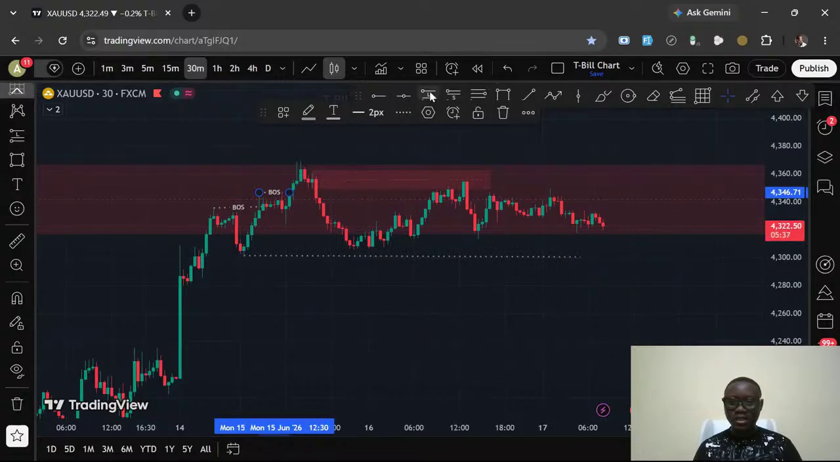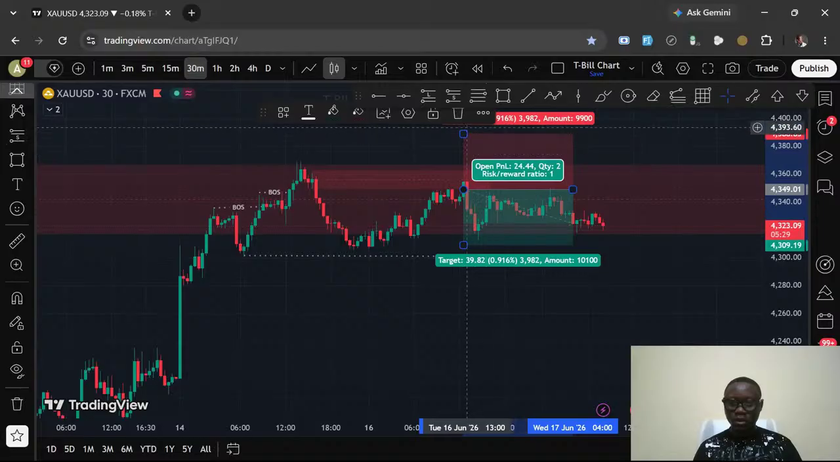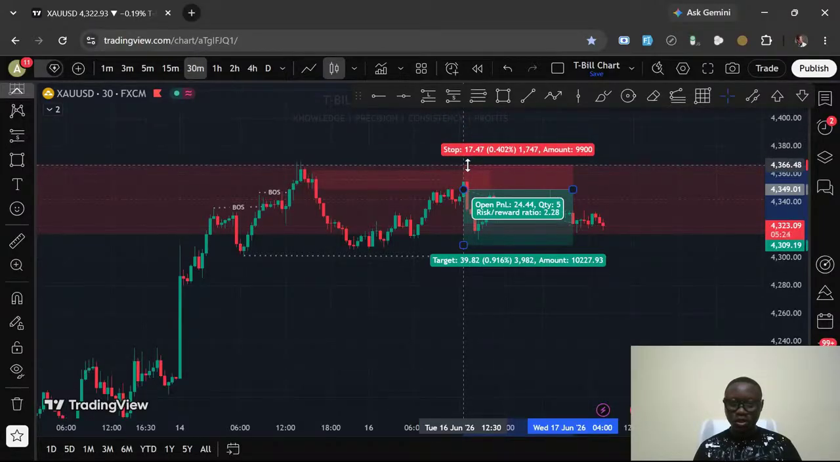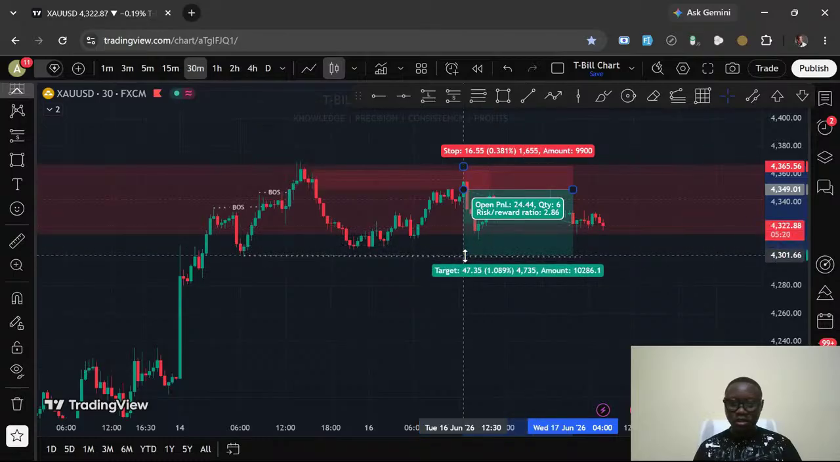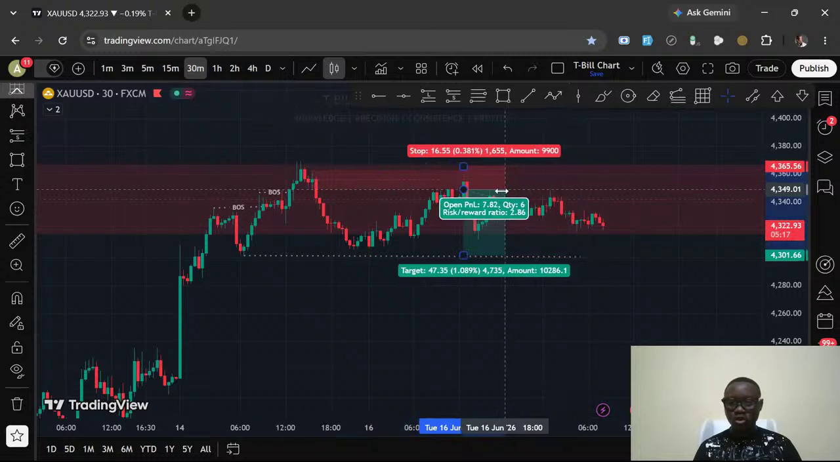So if I was going to be selling right here, I would be doing this. I'll be taking my entry right here at the order block. Then my SL will be slightly above it, like so. Then my take profit will be at this right here. So that will be a what? A 1:2 risk to reward ratio.